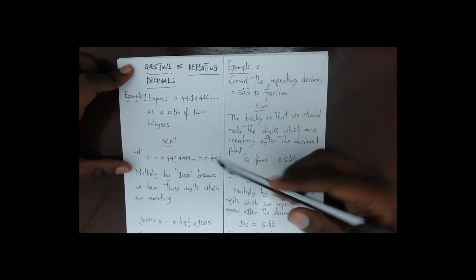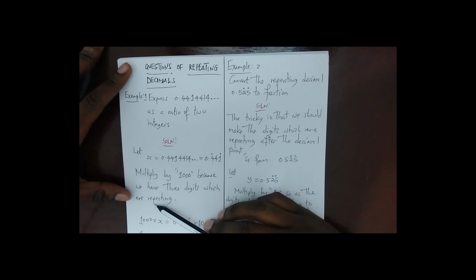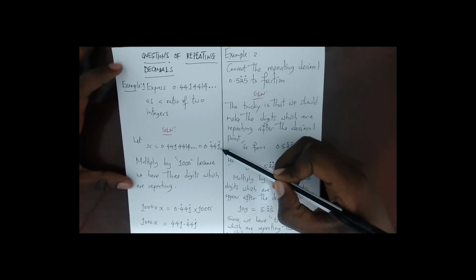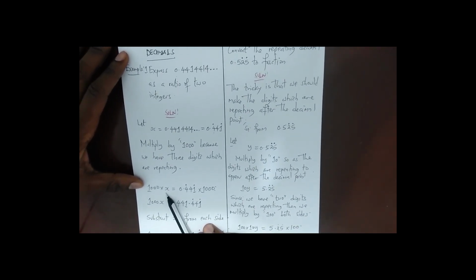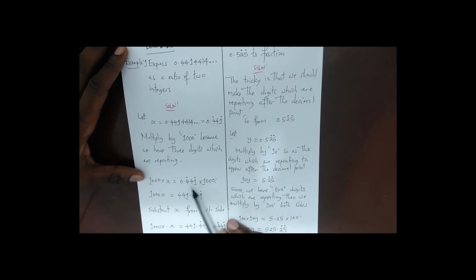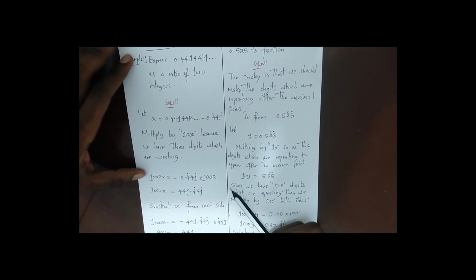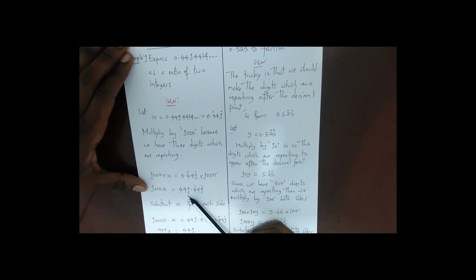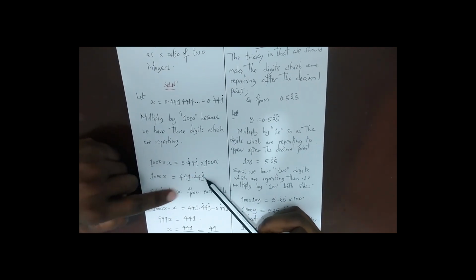Therefore, after this, you multiply by 1,000 because we have three digits which are repeating, which are 4, 4, and 1. After that, you'll have 1,000 times x on the left-hand side, and 0.441, all of them repeating, times 1,000. Therefore, after you multiply, you'll have 1,000x equals 441, and after the decimal point, you again write the repeating number as 441.